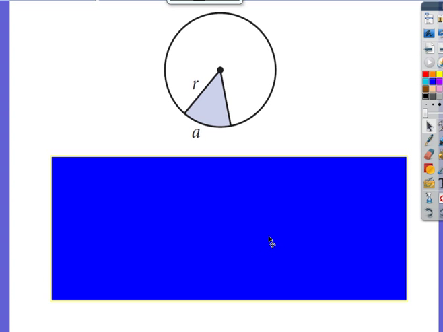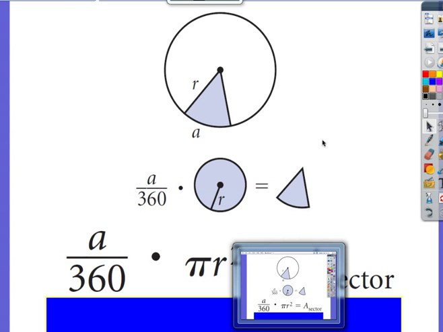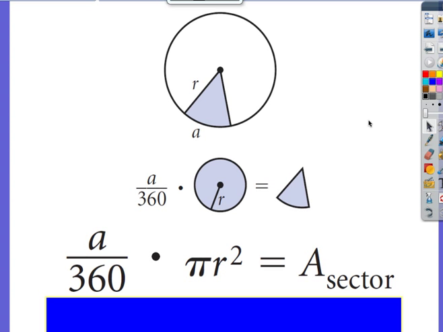Now we have finding the sectors of a circle. This is a big part of what we're trying to learn today. And what you do is you do A over 360 times the area of the entire circle equals the area of the sector. And the reason that works is because A stands for the degrees of the circle. So we're doing the same thing we've done to find the length of an arc. But this is the area of the sector. The degrees divided by 360 times pi r squared equals the area of the sector.